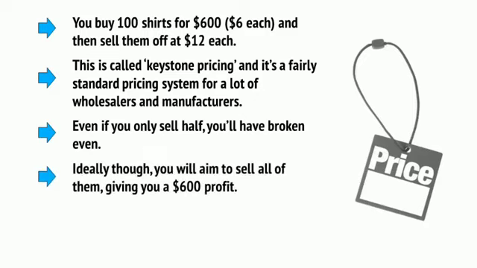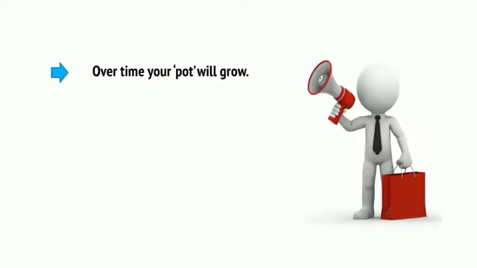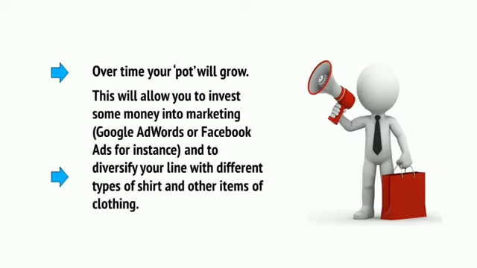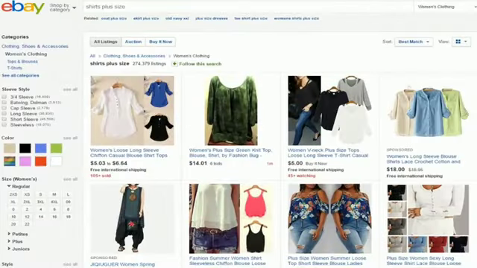Ideally, though, you'll aim to sell all of them, giving you $600 profit. You may choose to keep $400 of that and then reinvest $200 so that you can order $800 of stock next time for $1,600 turnover. Over time, your pot will grow. This then allows you to invest some money into marketing, Google AdWords or Facebook ads, for instance, and to diversify your line with different types of shirt and other types of clothing. But right from the word go, you can start making money from your store by selling to friends and also by selling some of your stock on eBay.